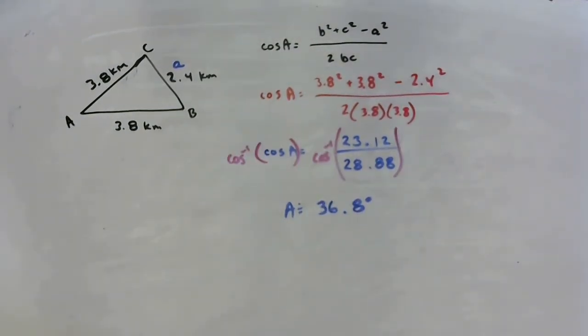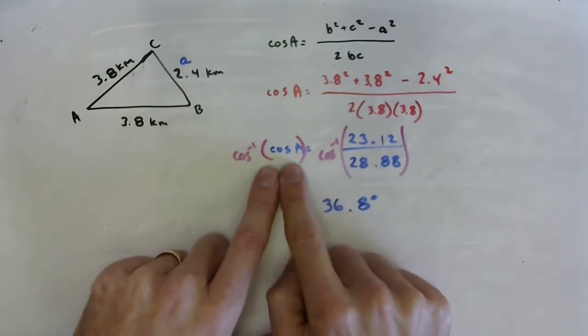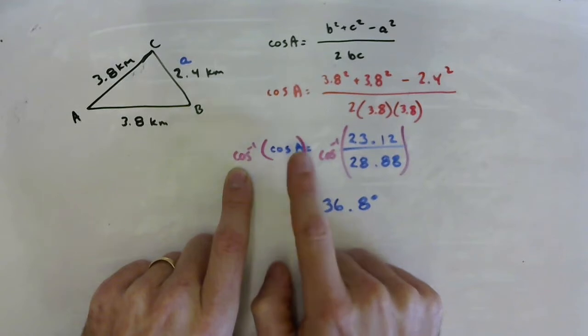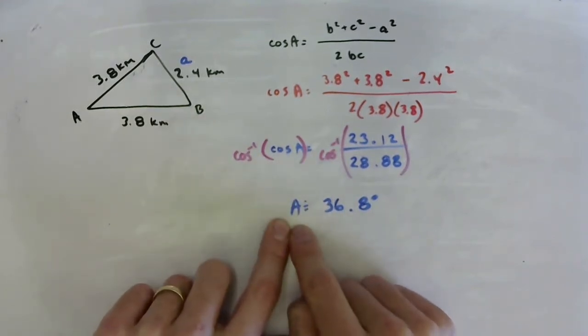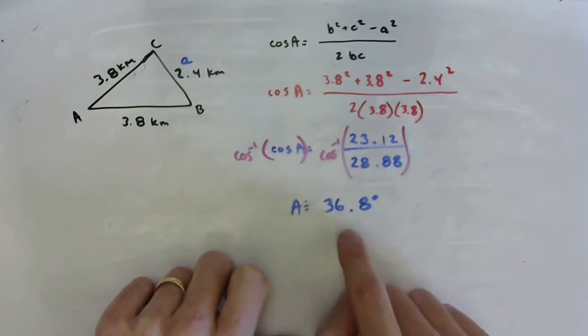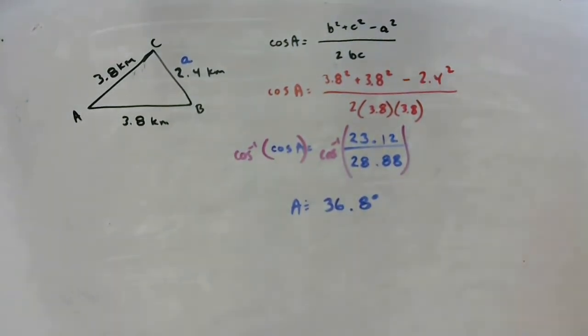Okay, a couple things that you might have made mistakes on. Yes, you take the inverse cosine of both sides. That will undo this ratio, leaving you with just the angle. And then you take the inverse cosine of the right-hand side, which is that ratio, which will leave you with the angle.